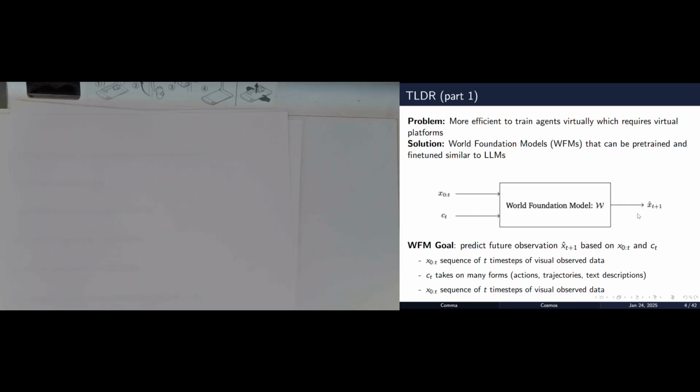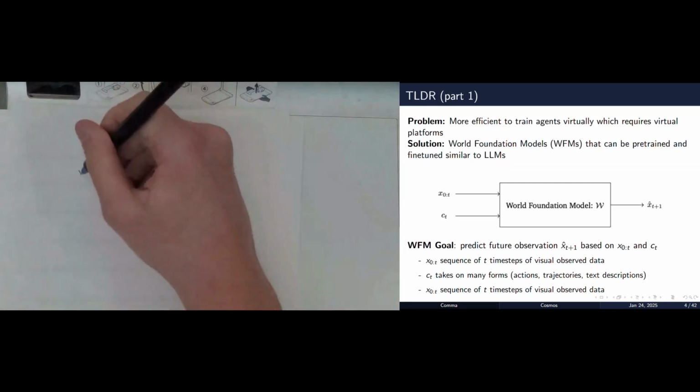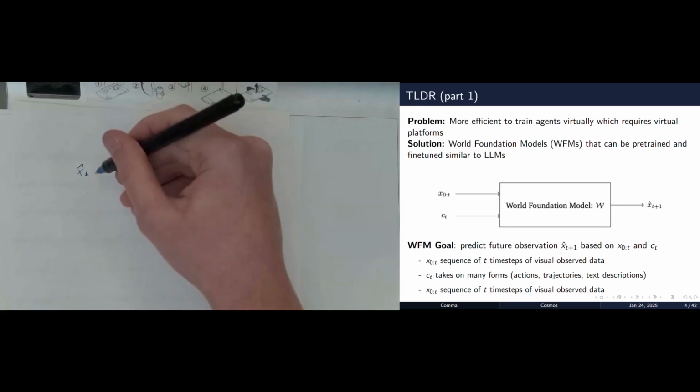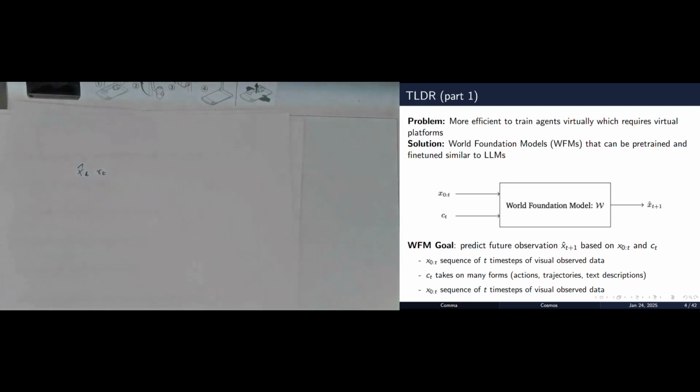Good question on notation: is there a difference between X hat and X0 without a hat? Yes. Anything with a hat means it's predicted. So if I have X hat T, that came from my model, versus XT, that's the actual ground truth.